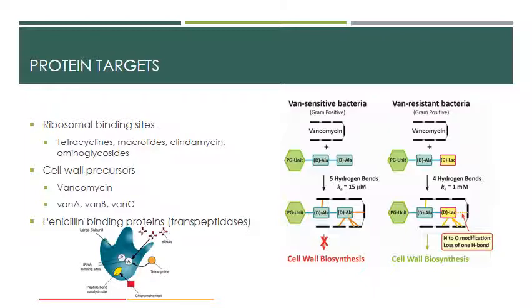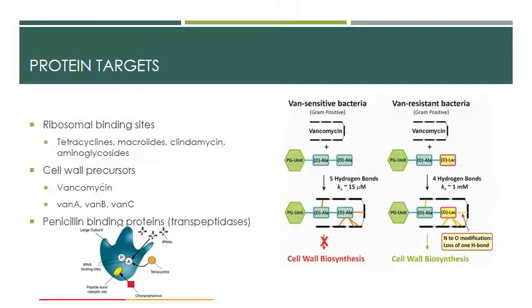Okay, so how about the cell wall precursor targets? The key thing there when we're talking about vancomycin, there's a couple of different mechanisms of resistance to vancomycin. We really are mostly interested in the resistance that exists with enterococci. The resistance that enterococci has to vancomycin is classified as either A, B, or C based on the level of resistance.